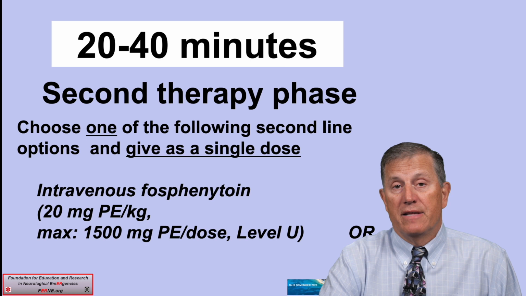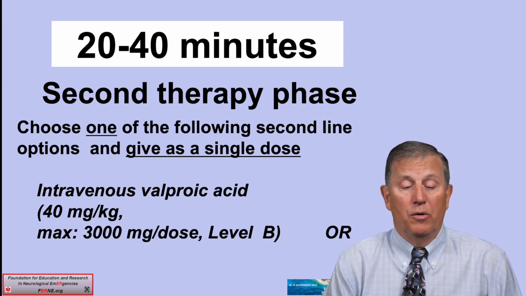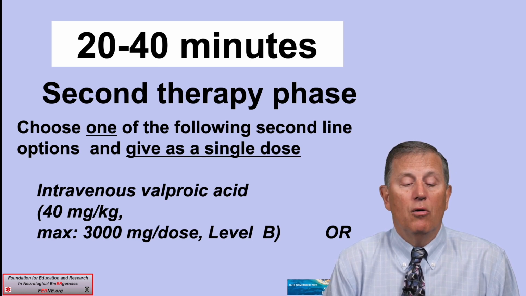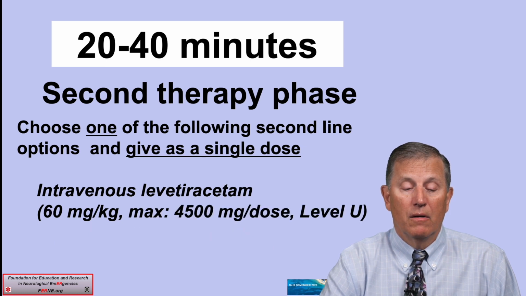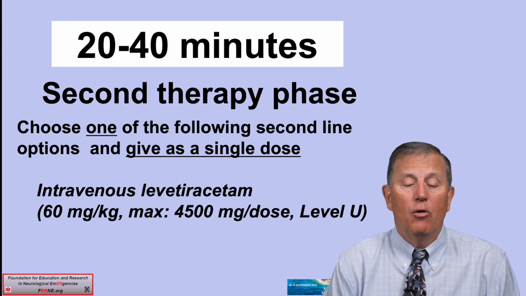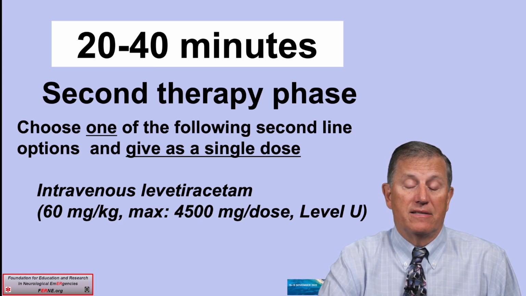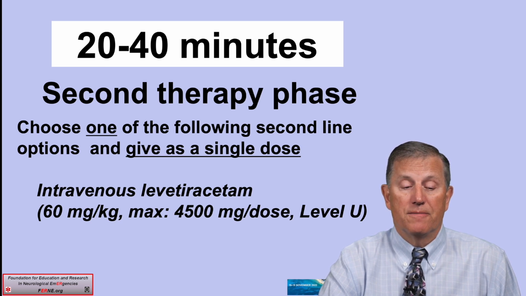If fosphenytoin is not available or preferred for some reason, the next option would be intravenous valproic acid or valproate, 40 milligrams per kilo, maximum dose 3,000 milligrams per dose with level B support, or intravenous levetiracetam, 60 milligrams per kilo, maximum dose 4,500 milligrams per dose with level U support, again suggesting this is not known to be superior to other second therapy medications.